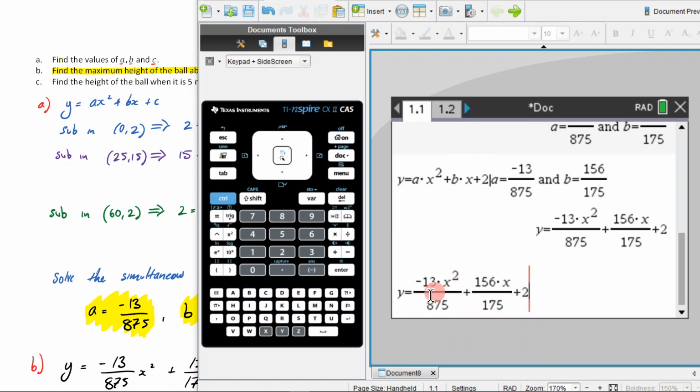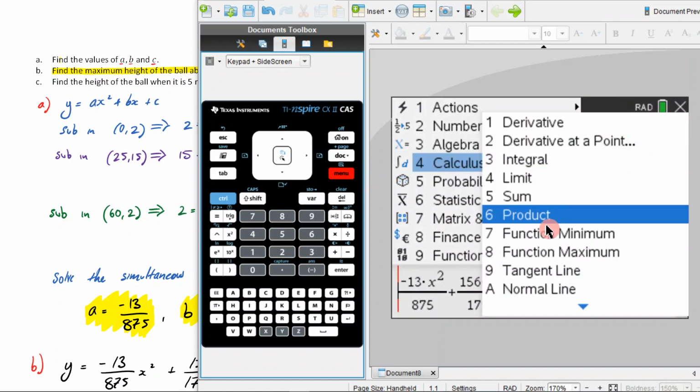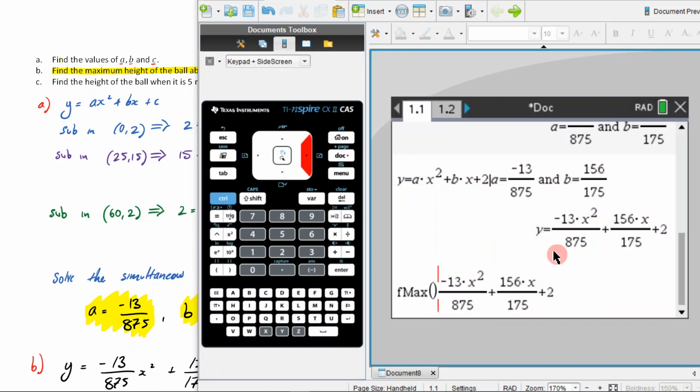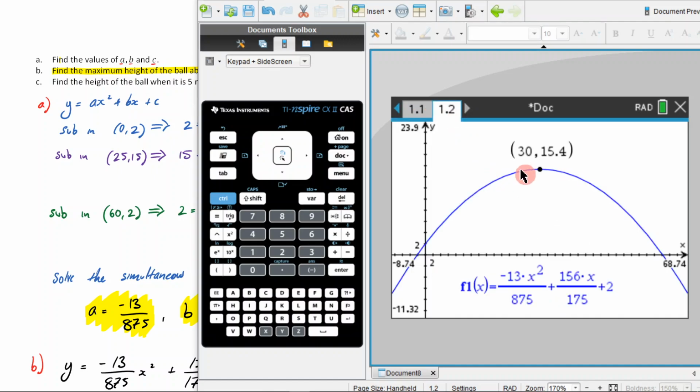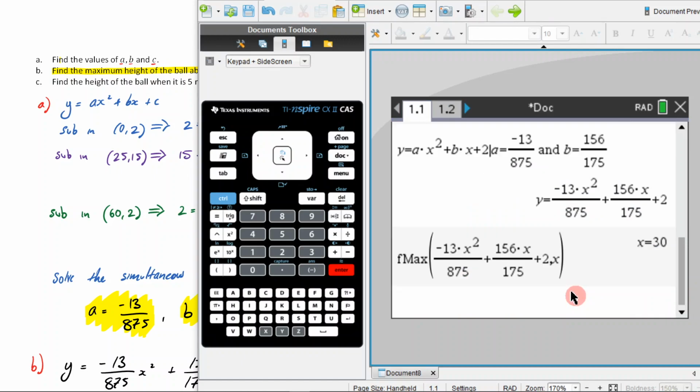So we're going to come here, and I'm going to get rid of this Y bit here, and I'm going to go menu, I'm going to go calculus, and I'm going to go function maximum. And then I'm going to find the maximum of this. What is the X value that gives me the maximum? Now, as we can see here, the X value that gives me the maximum is 30. So this should say, when X is 30, I get a maximum. And sure enough, it gives me X is equal to 30.